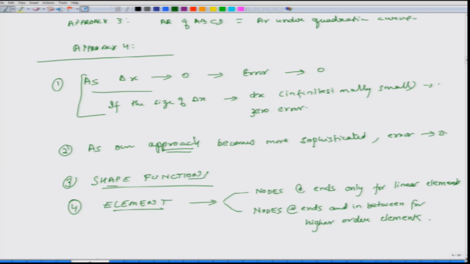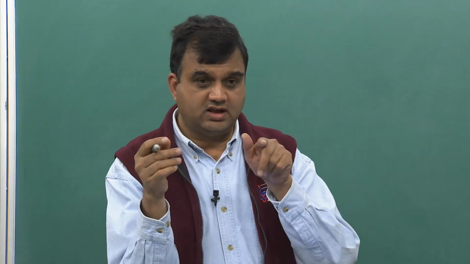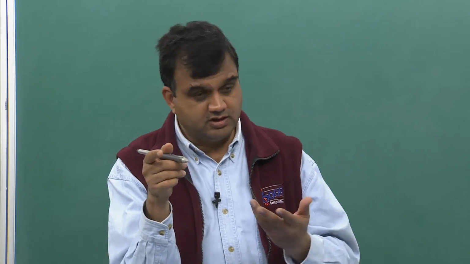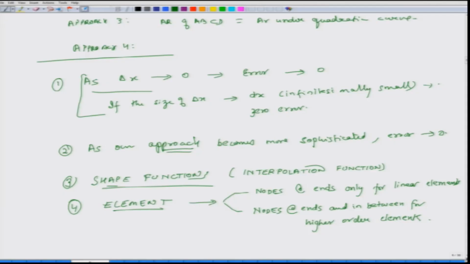Another term for this shape function is interpolation function. So, in this class I will use shape function and interpolation function interchangeably. They are known as interpolation functions because they help us interpolate the value of unknowns between 2 nodes. Okay. If I know the function, using that function I can interpolate the value of the unknown between 2 nodes using interpolation methods. So, they are known as shape functions or interpolation functions. Some people also call them basis functions.